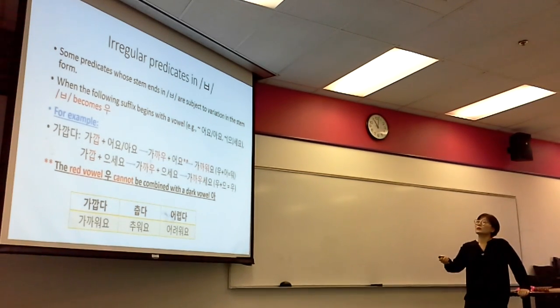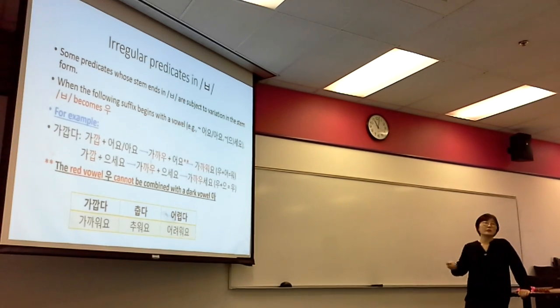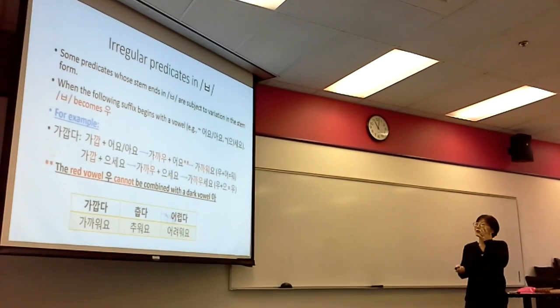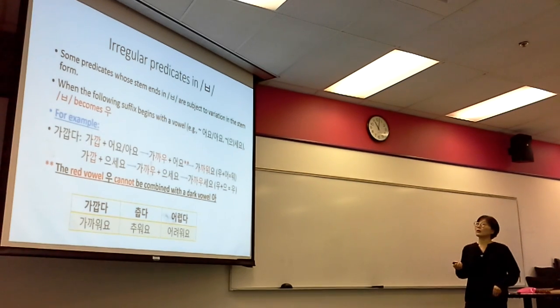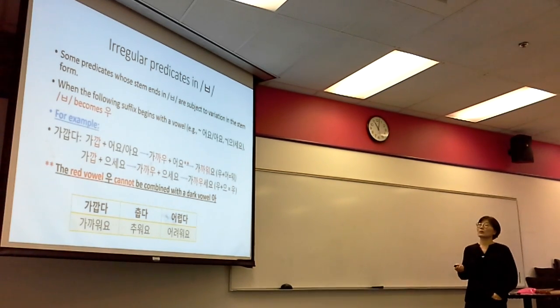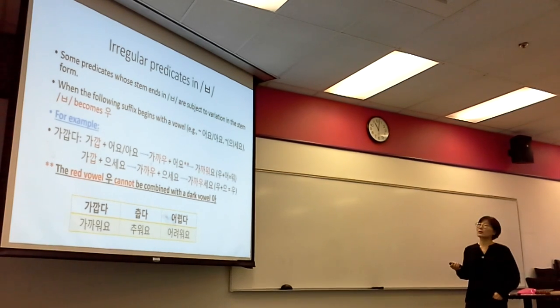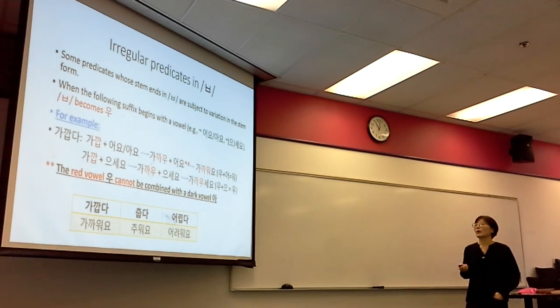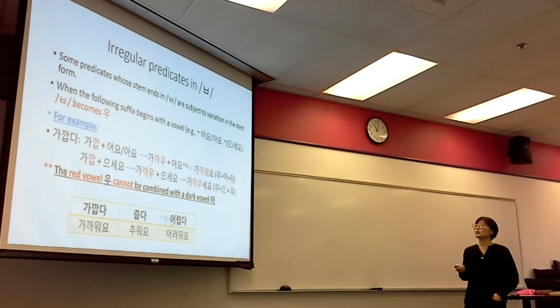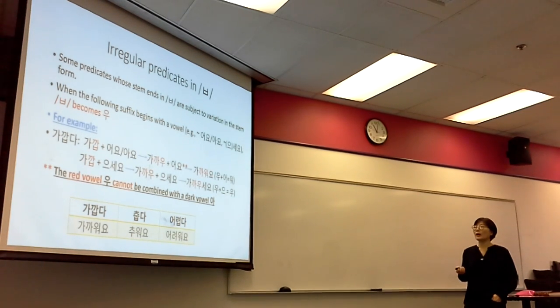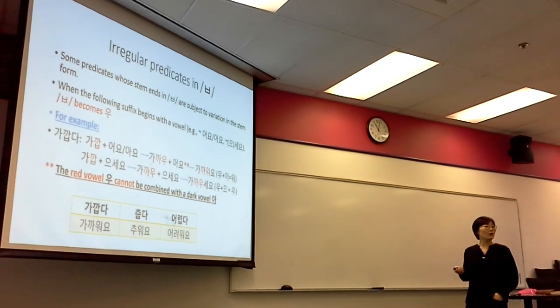Don't try to read this one. Just, you know, 가까워요. 가까우세요. Okay, irregular. So here, the red vowel, this one, 우, cannot be combined with the dark vowel, 아. Here, red and black, 어요. Okay? So 가깝다, 가까워요. Okay? 춥다. From stem adjective, you change this one. 가깝다, 가까워요. 춥다, 추워요. 어렵다, 어려워요. Okay?